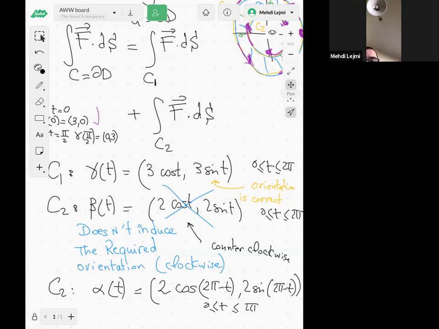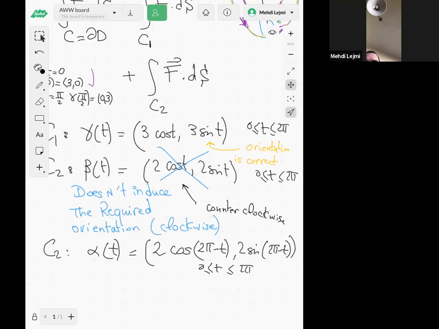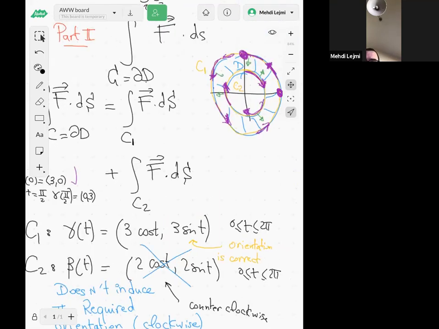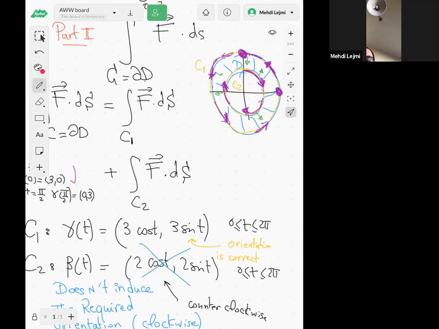orientation. If you use this, you're going to go from (2, 0) to (0, -2), and then to (-2, 0), and then to (0, 2), etc. So that will be a clockwise rotation if you use 2 pi minus t here.